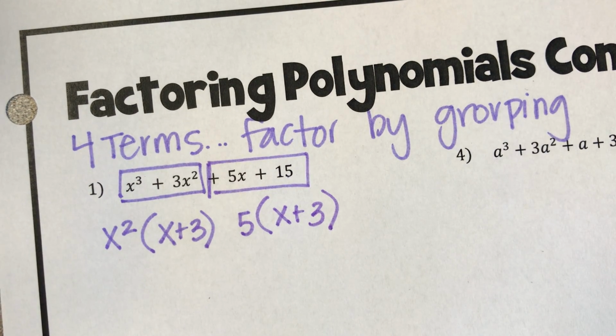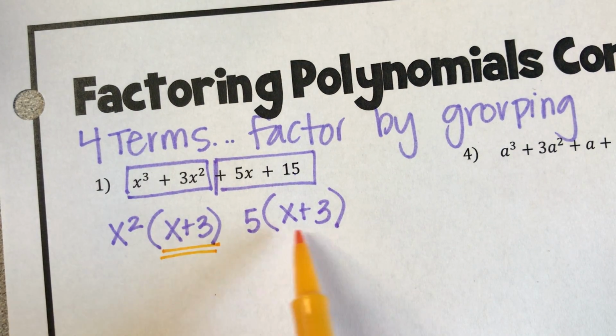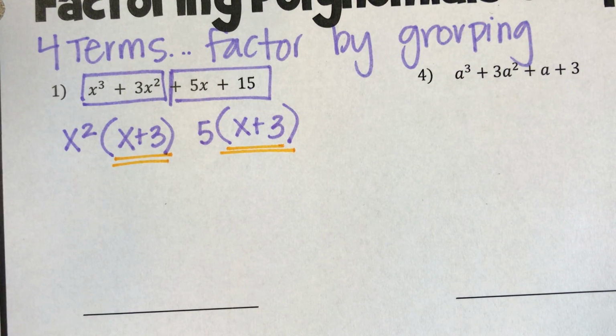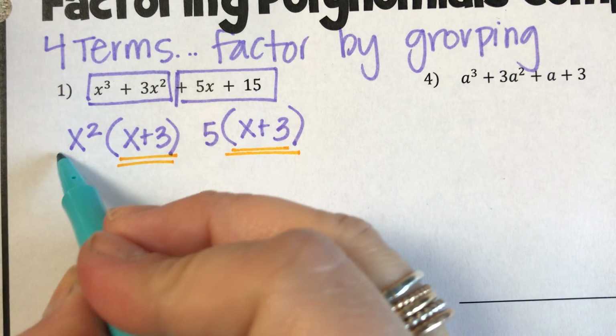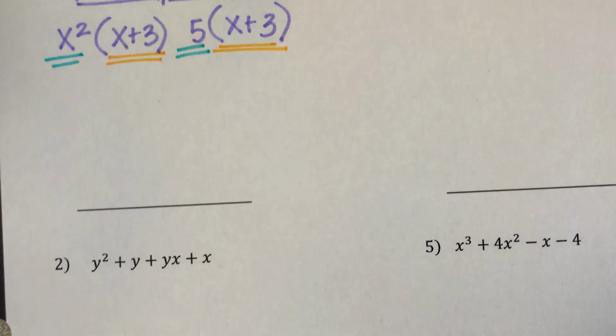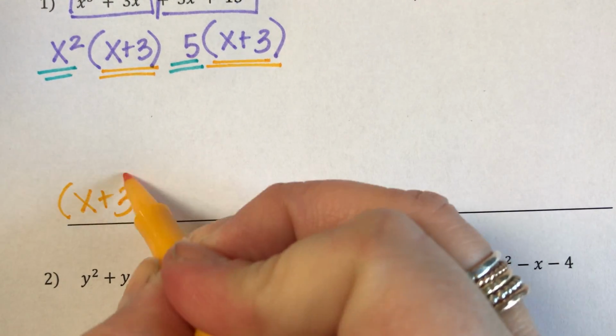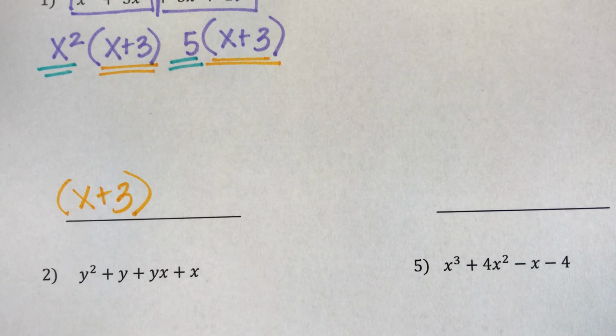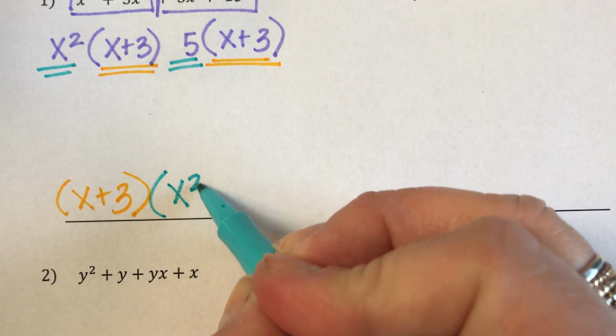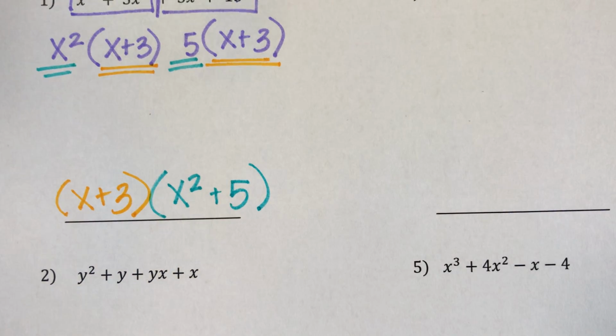So what's going to happen every single time is you should end up with a matching binomial. So we can see that they have x plus 3, which is matching. And then you should have these 2 outside terms, which are going to make up your second binomial. So let me explain what I mean. What we're going to do is this first binomial, the one that's matching, becomes our first term, and then our second becomes one made out of the monomials that we factored out. So those would be our 2 answers.